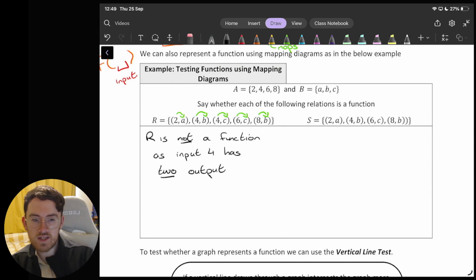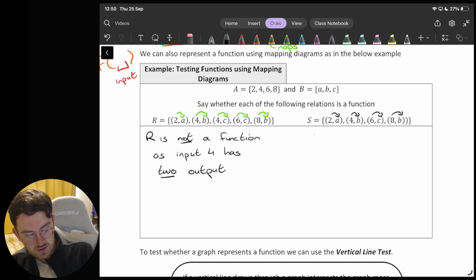I can't put one thing into my machine and end up with two possible answers. What this does raise, which is an interesting one, is that I can have two inputs which have the same output. That's possible. But what can never happen is two outputs coming from the same input. Looking at S here, 2 goes to A, 4 goes to B, that's different, 6 goes to C, and 8 goes to B. In here, each output is unique, so we'll say each output goes to one input.